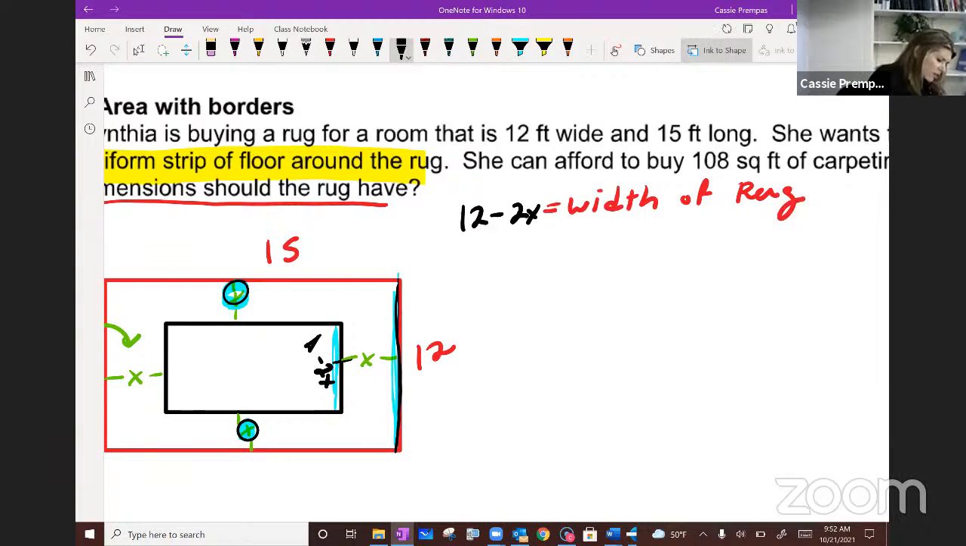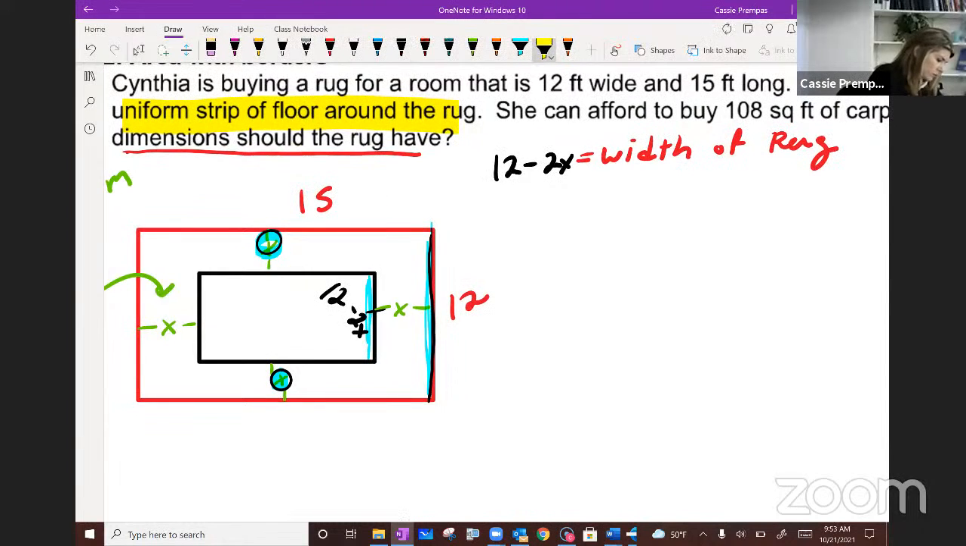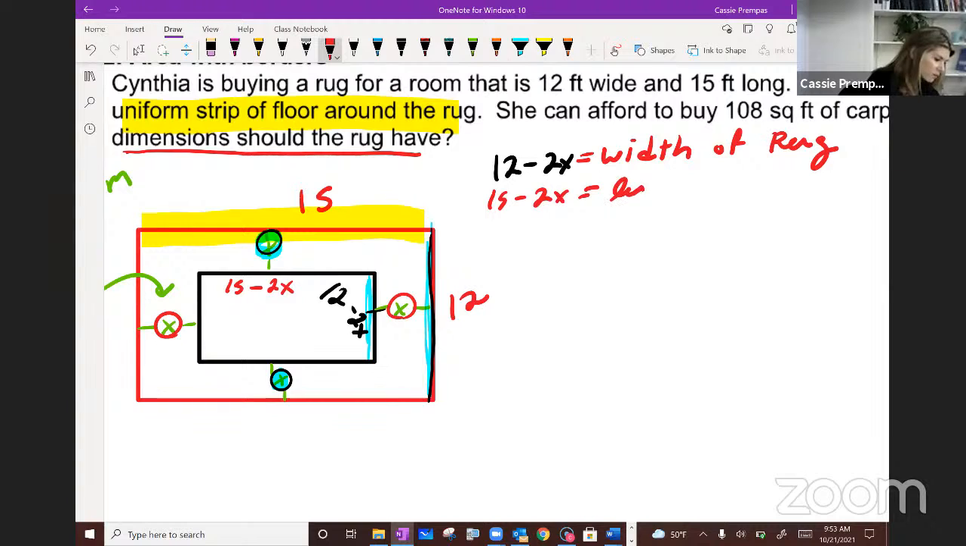Now, how can I represent the length? The next thing, see if you on your own can determine what would be the length of the rug. Okay, hopefully you were able to determine, if the entire length of the room is 15 and we're subtracting 2 uniform strips from that, that would be 15 minus 2x. So now I know 12 minus 2x equals the width, and 15 minus 2x equals the length of the rug.